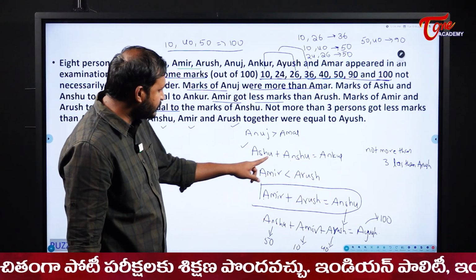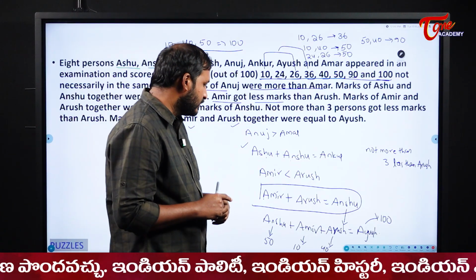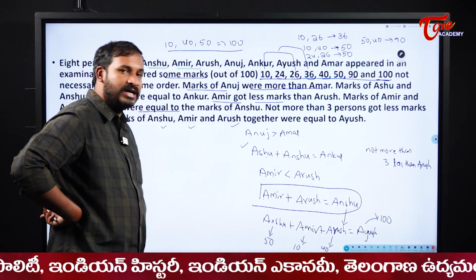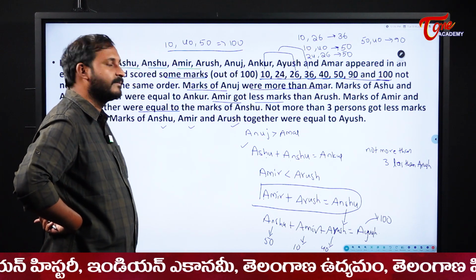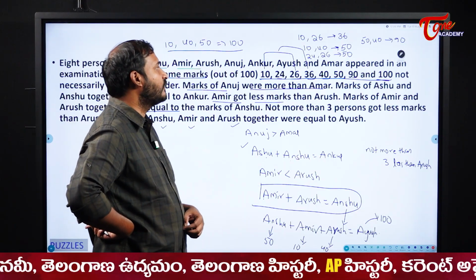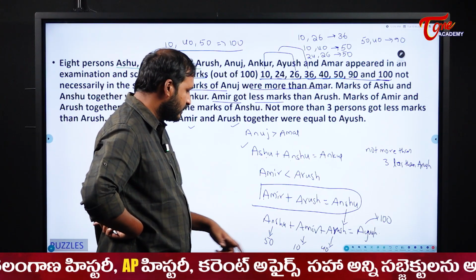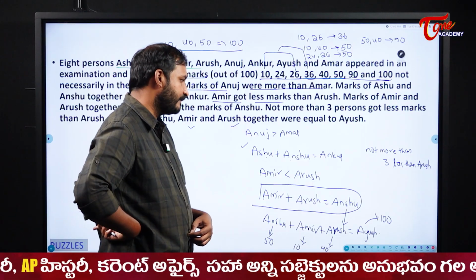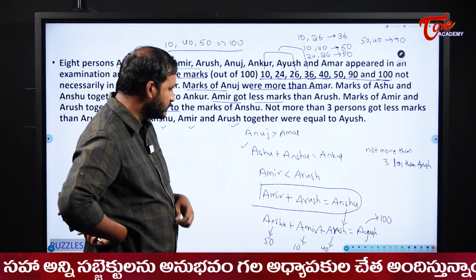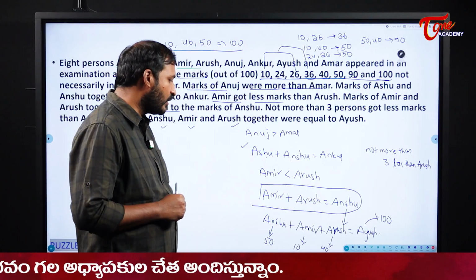Next, please see here, Ashu and Anshu's values should be equal to who? Ankur. Now 50 plus what can I take here? Anshu's value, so that it should be equal to Ankur, if I assume like that. Is it possible for me here? The sum of two other values should be equal to the other one. So which two values can I pick here? I have already assumed Anshu as 50. If I assume Anshu as 50, then Ashu's value should be equal to 40. That is not possible for me.